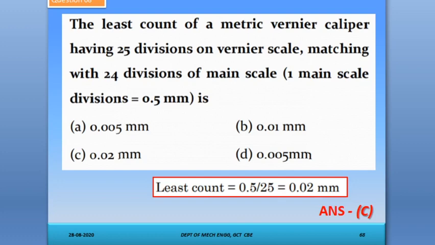Least count equals one main scale division divided by the number of divisions on the vernier scale. That is 0.5 divided by 25, equal to 0.02 millimeter. It is the answer, option C. The least count of the vernier caliper is found by 0.5 divided by 25, which equals 0.02 mm.